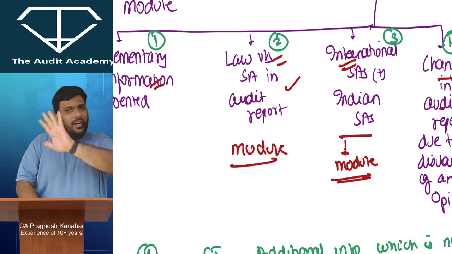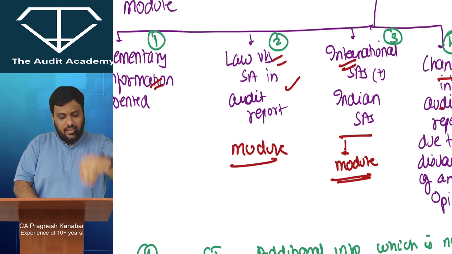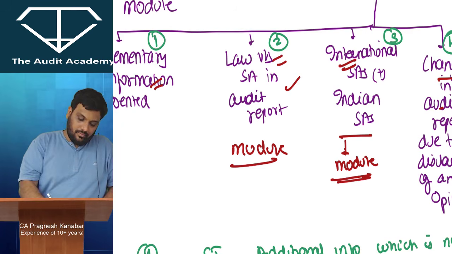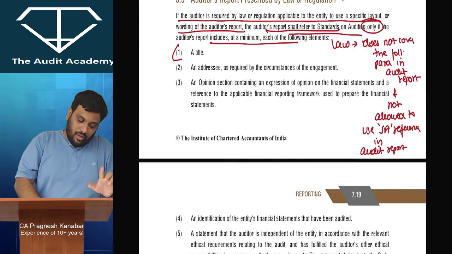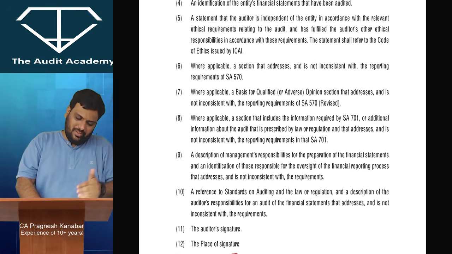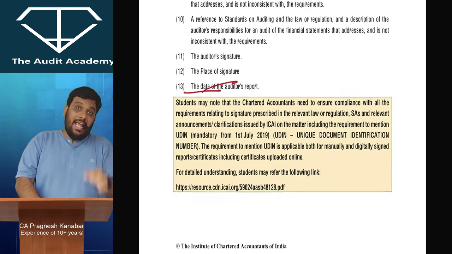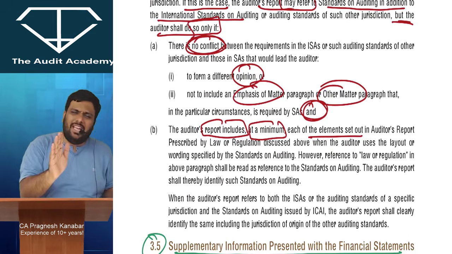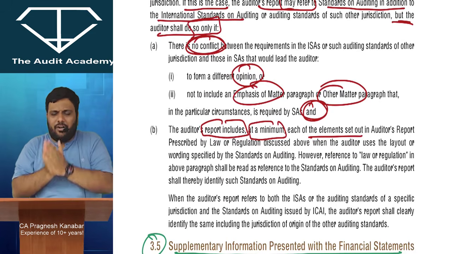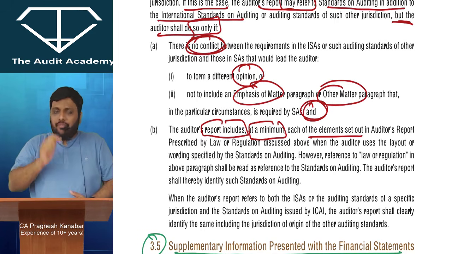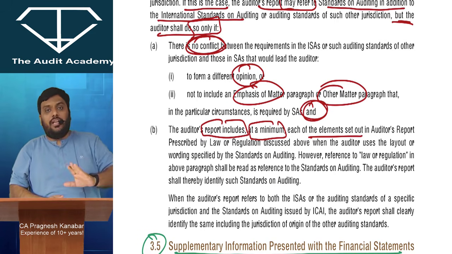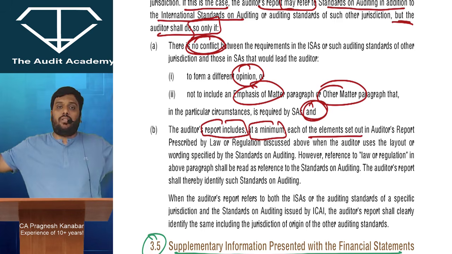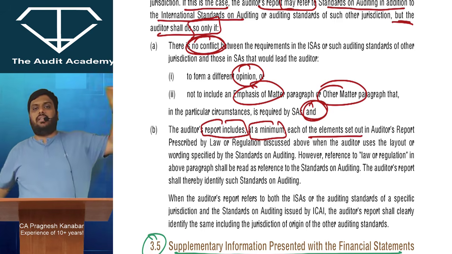Institute says you can write the reference of both the standards in the same audit report, provided it should cover these 13 points. So my request is that these 13 points, just read it once. All right. And there should be no conflict in emphasis of matter, other matter, opinion. Basically, whatever concepts we have studied in the audit report format, if the same concepts are followed in international jurisdiction also, then you can write a reference of both SAs as per the ICAI as well as international standards.